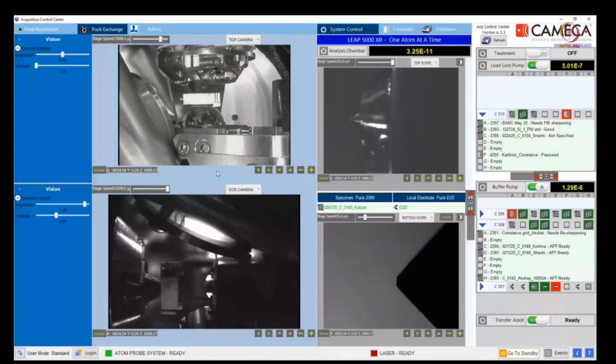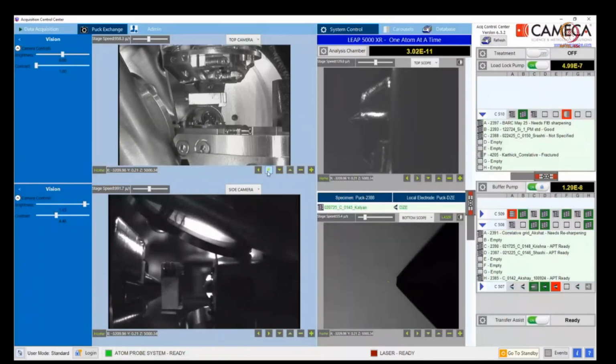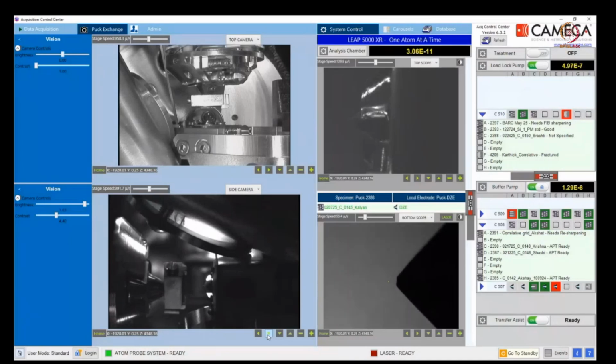Before acquiring the data, we have to align the samples with the local electrode. What we see in the right bottom window is the local electrode. You can see a cone-shaped object. This is the local electrode. And what you see in the left top window is my puck. As you can see, I am aligning the center of this puck with the center of the cone-shaped object in the left top window.